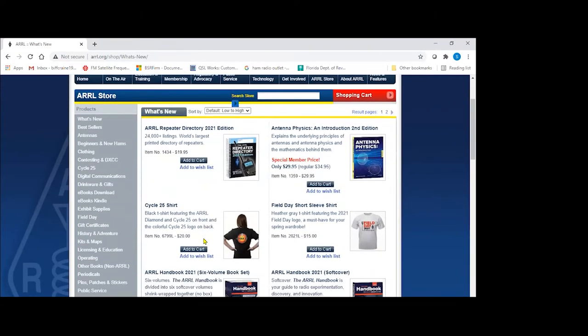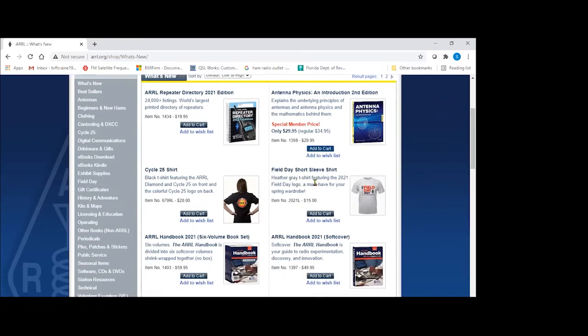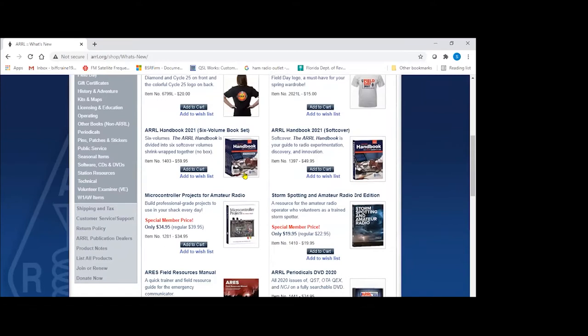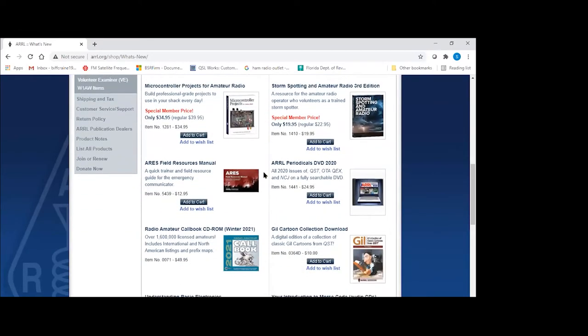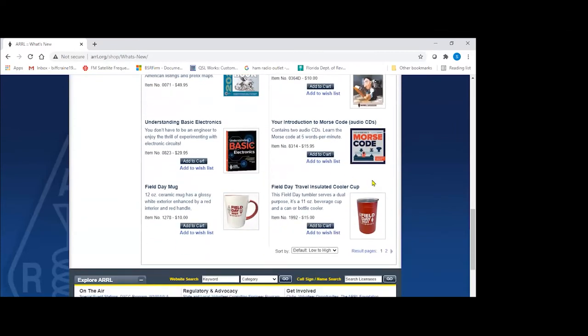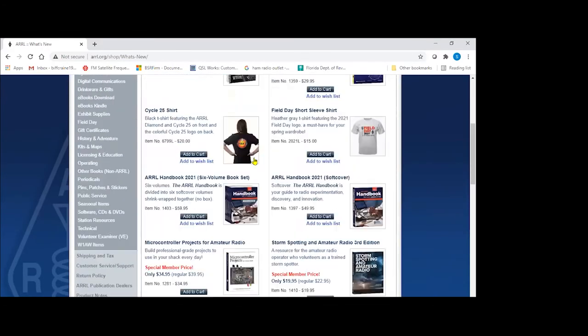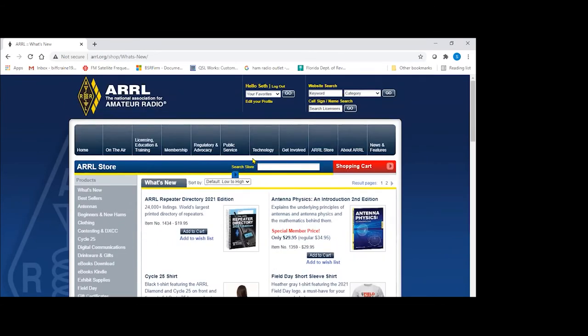You have repeater directories, which are not as important as they used to be because there's an app for that, as they say. There's the ARRL Handbook we were talking about, and it can be a 6-volume set if you order it that way, or hardbound. This is the one volume here with a lot of stuff in it, including Morse code contests and basic electronics. So there is a wealth of information easily attainable from the ARRL website itself.